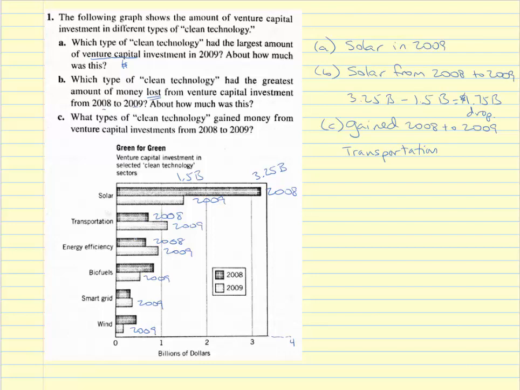was a winner. From 2008 to 2009, energy efficiency also increased. And then biofuels did not increase from 2008 to 2009. It actually decreased. The smart grid had a slight increase from 2008 to 2009. So that too was a winner. And wind actually decreased from 2008 to 2009. So it did not increase. So these were the final choices: transportation, energy, and smart grid.